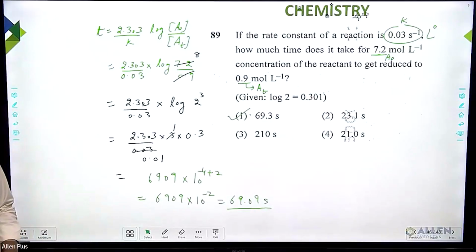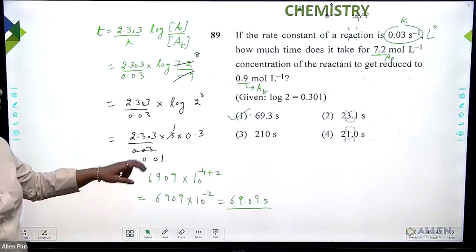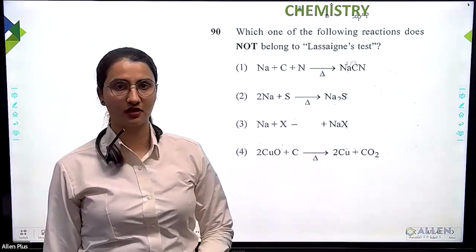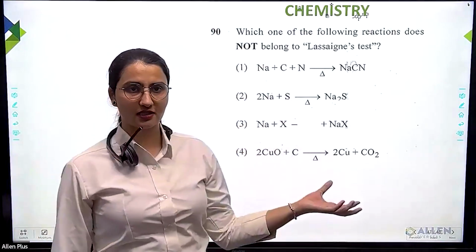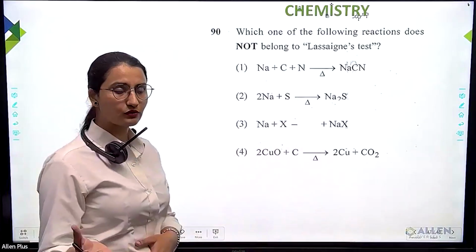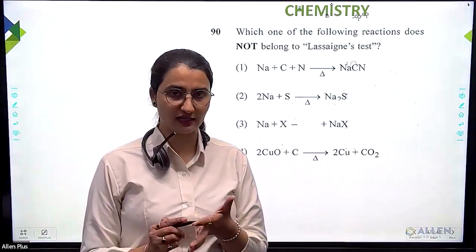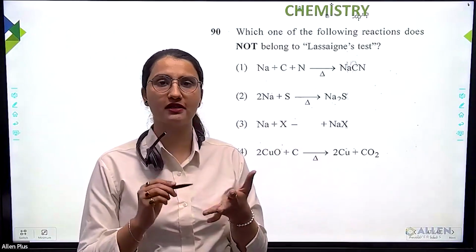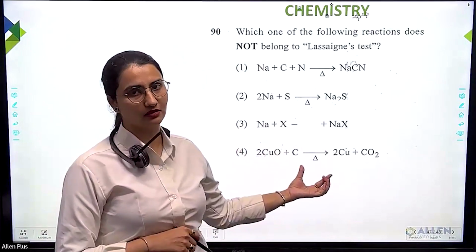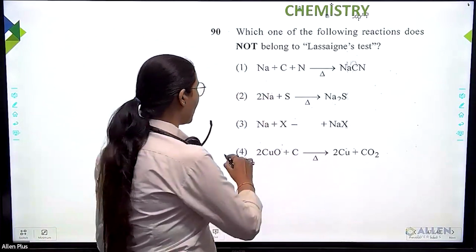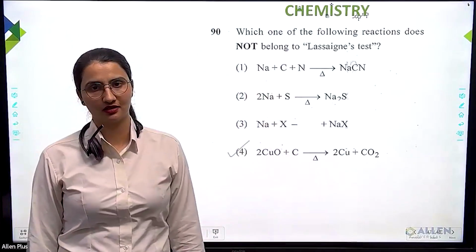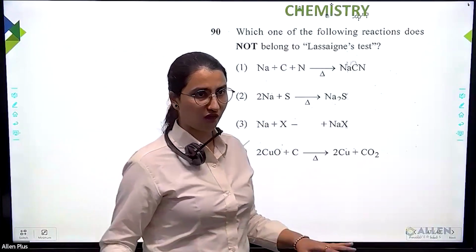Fine, students? Okay. Next, moving on to the last question of our discussion. It's an easy question. It's again from organic analysis. Lassaigne test. Students, Lassaigne test is used for detection of halides, nitrogen and sulfur, not for carbon. This is Liebig's method. So which is not apt? The fourth one. Rest are halide, sulfur, nitrogen. Correct. So our discussion is over.